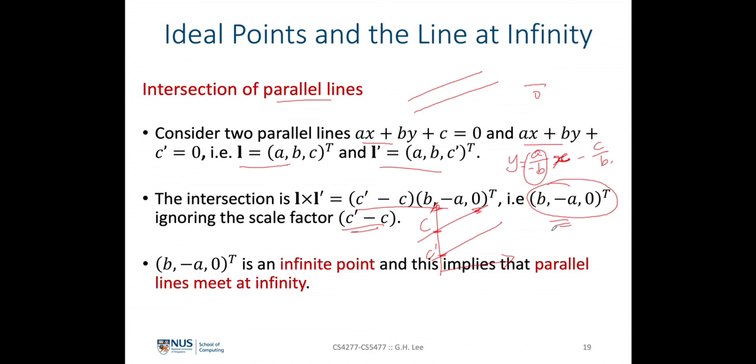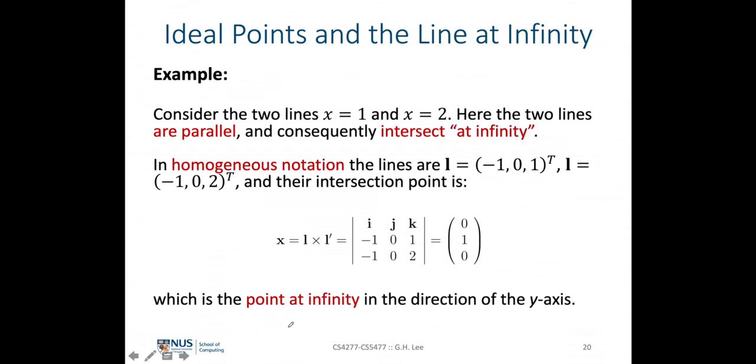Hence, what this implies is that this is actually the intersection of the 2 parallel lines, and algebraically we can see that this point is the point at infinity, which means that 2 parallel lines intersect at the point at infinity, which can be represented very elegantly using homogeneous coordinates, since the last value is 0. When we convert this back into Cartesian coordinates, we will get b divided by 0 and minus a divided by 0, which is simply infinity and infinity, representing a point at infinity.